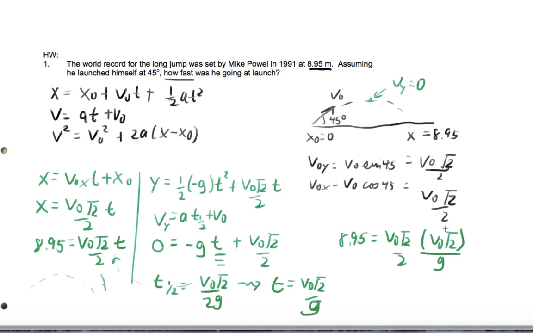So plugging in all the stuff that we solved for, we get a lot of cancellation. So we're going to actually end up getting 8.95 equals v naught squared over g. And so we'll be able to actually isolate the original launching speed, and that works out to 9.5 meters per second.